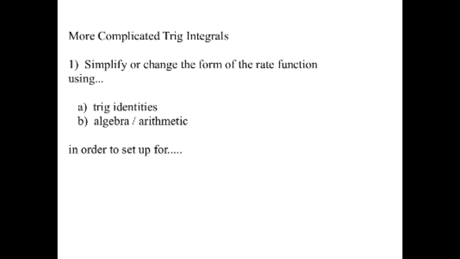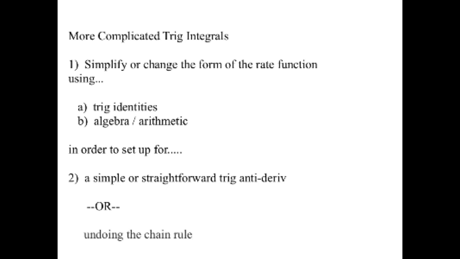Okay, and then once we change the form, what's our goal in changing the form? Our goal in changing the form is either to set up for something easy, something straightforward, like ones we've already seen, or we're setting up for undoing the chain rule. Again, here it is again, right? That's why I said it's the first thing we did. It's what you always look for first, and then it keeps popping up in all the other techniques.